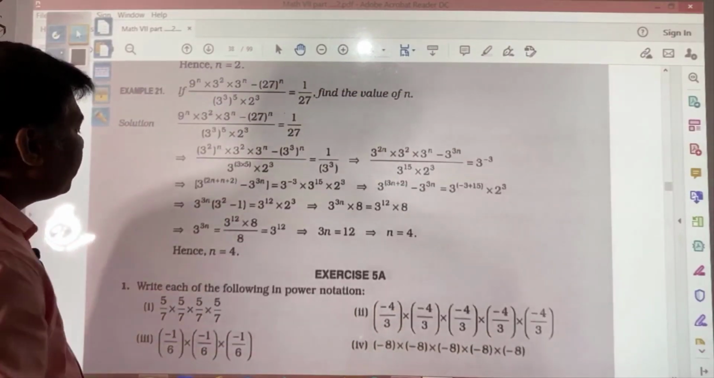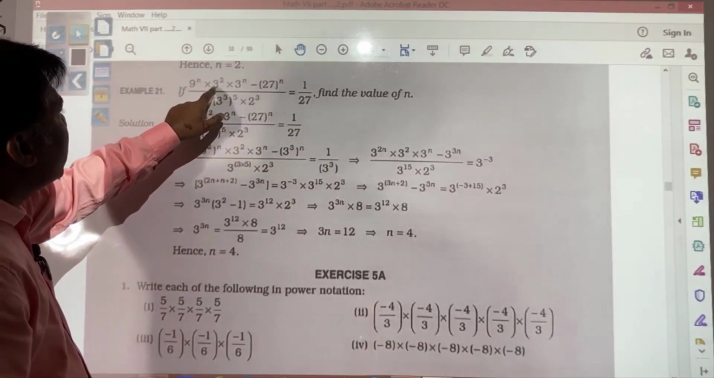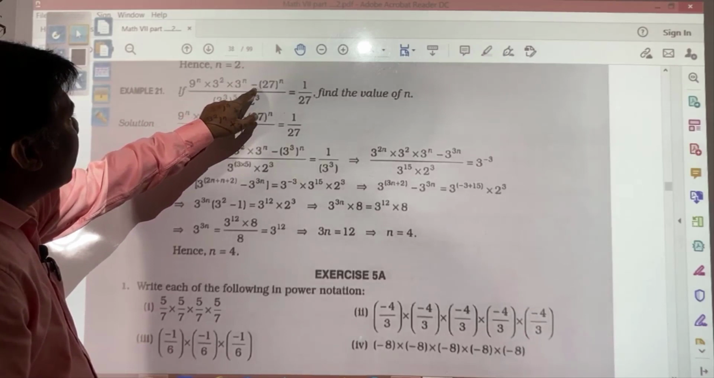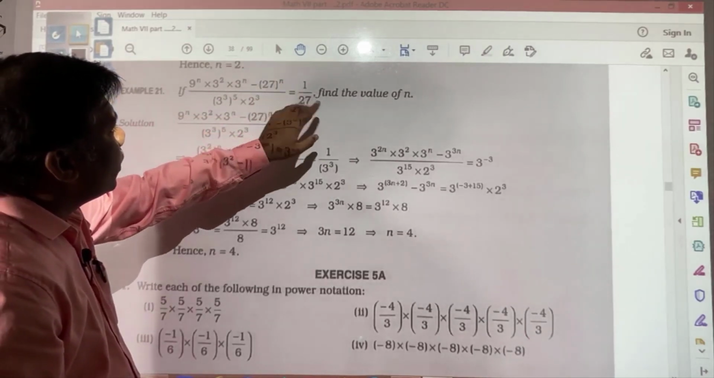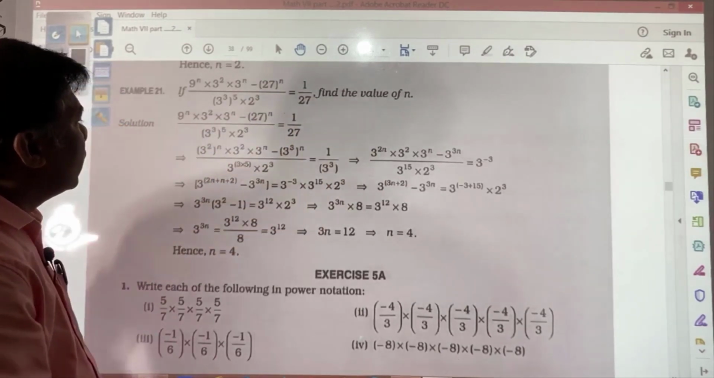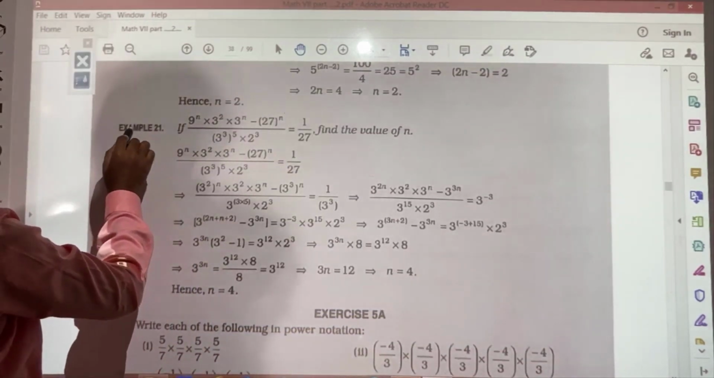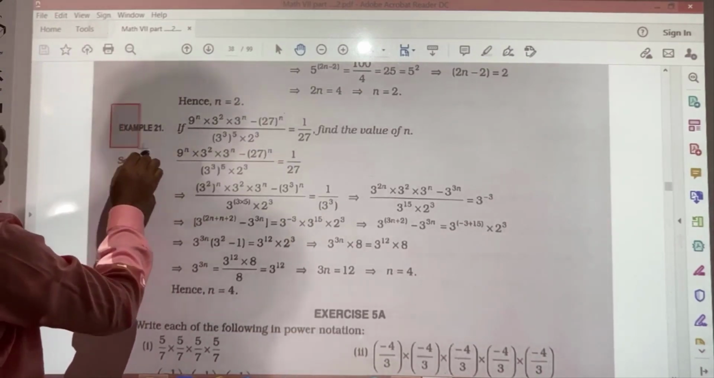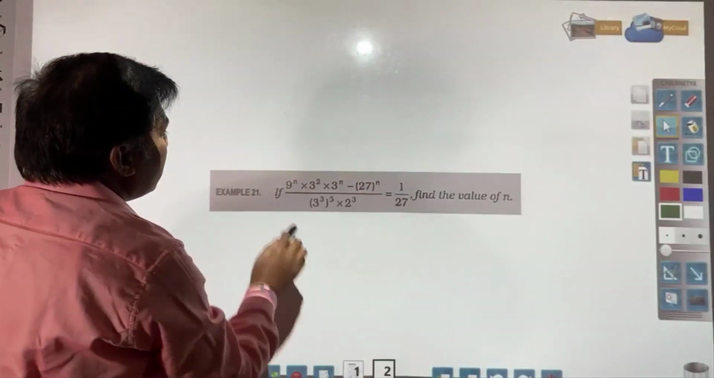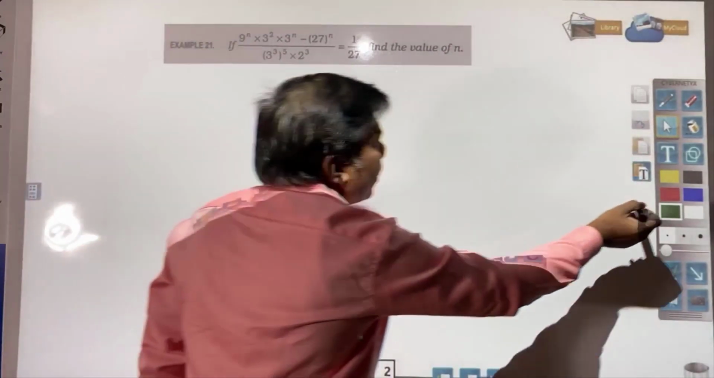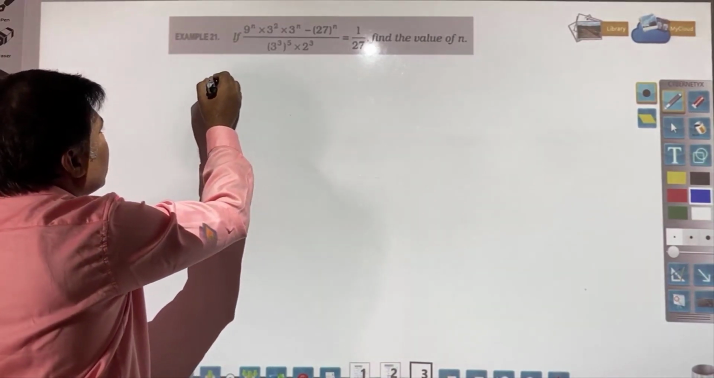Next we have 9 to the power n into 2 to the power 2, 3 to the power 2 into 3 to the power n minus 27 to the power n divided by this is equal to 1 by 27, and find the value of n. This also we will see. Here you see how we will solve this.